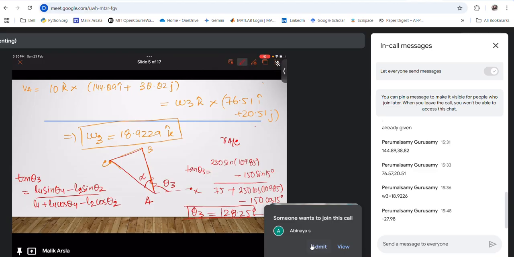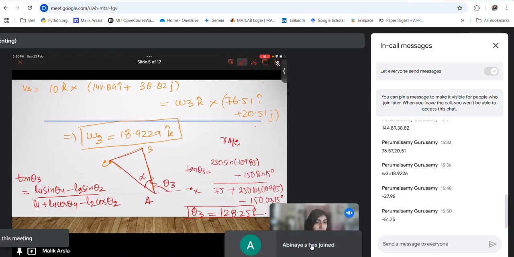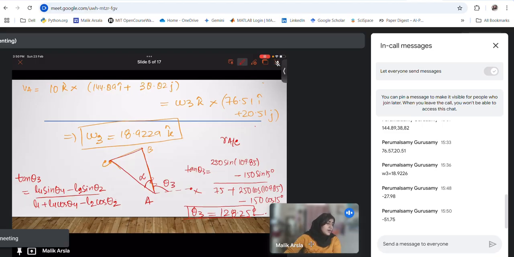Now, minus 51.75. No, it shouldn't be because it's 128 degree. So I think you're making some mistake. Now, since we have found out this, we can find out this whole angle CAX. So it is alpha plus theta 3.